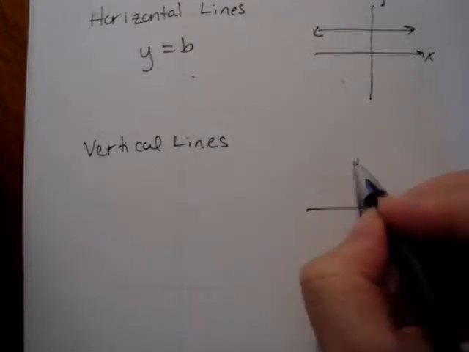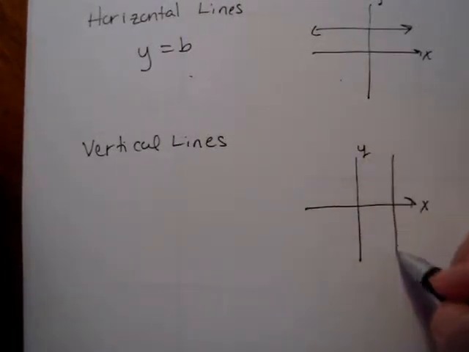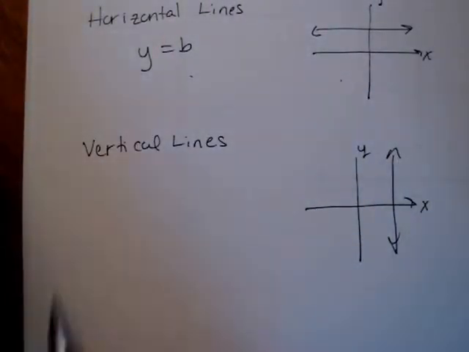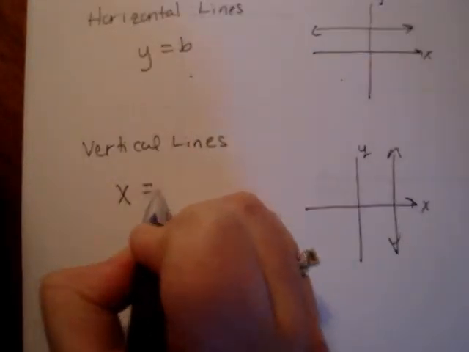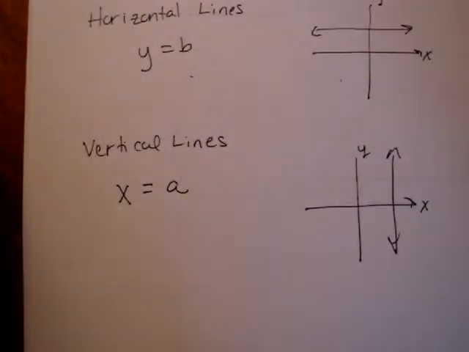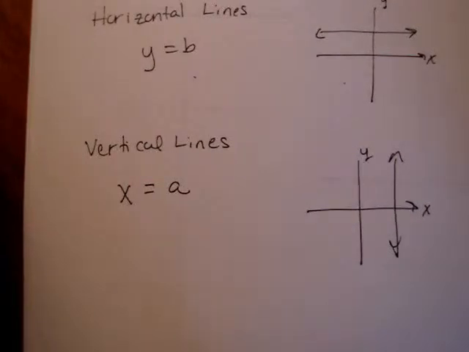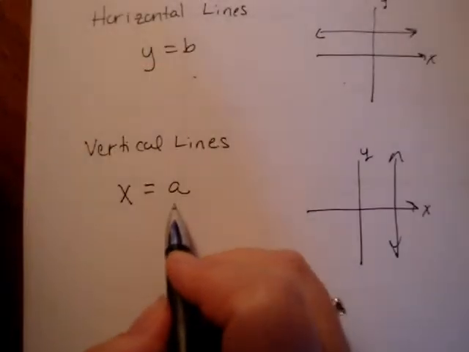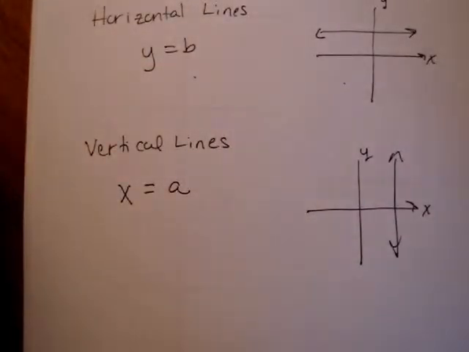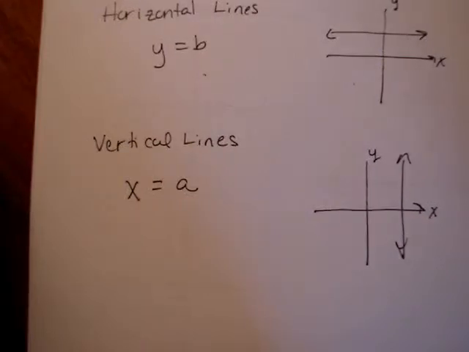Vertical lines, x, y. Vertical lines go this way, right? Up and down. They always have the equation x equals a constant. We usually use a. So what they're telling you is that the x value is always a, whatever the number here is, and y is anything at all. This is not a function. A vertical line is not a function. Those are our two special lines.